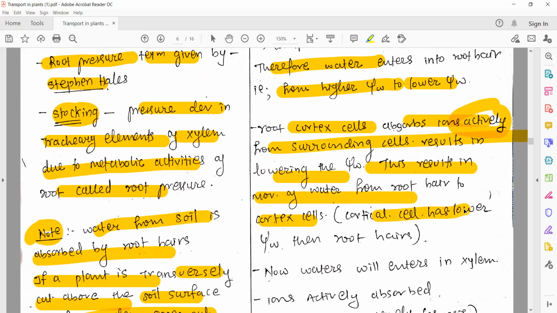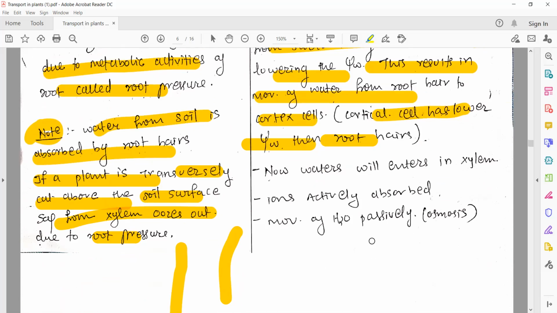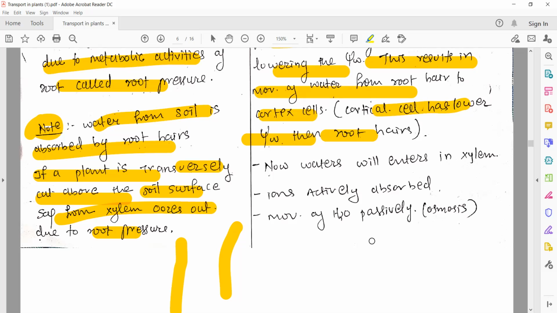Okay, so cortical cells have a lower water potential, therefore the movement takes place from the root hair. Understand this concept very clearly. You should try to understand every time where the water potential is increasing and where the water potential is decreased, and how the movement takes place. Actually, it is from the higher water potential to the lower water potential. This is the basic thing which you should carry on the concept over here.